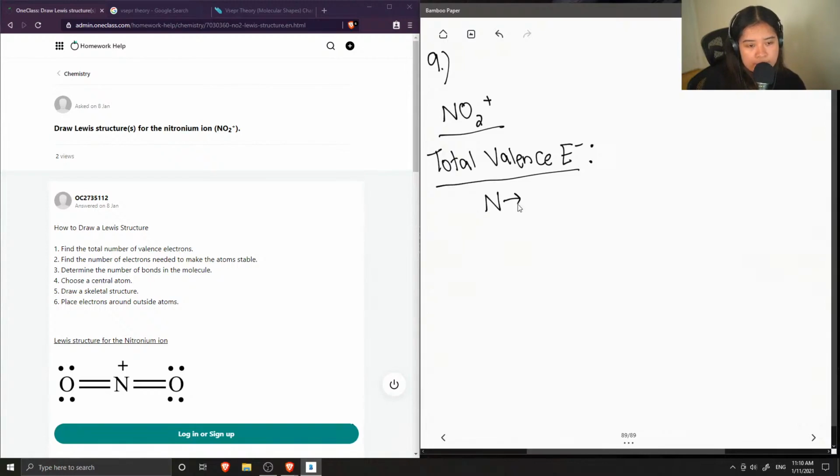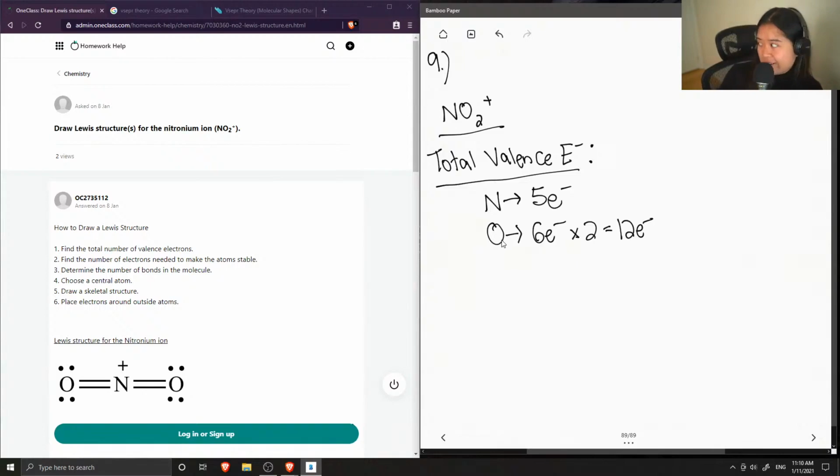So we have nitrogen, which has 5 valence electrons. Oxygen has 6, and there are 2 oxygen atoms, so we have 12 from oxygen. And since this ion has a positive charge, this means that we subtract 1 electron. So 5 plus 12 minus 1 is 16 valence electrons.